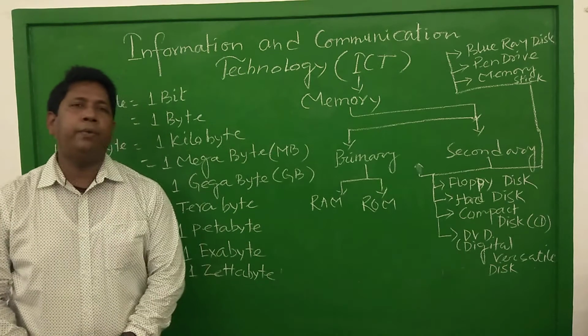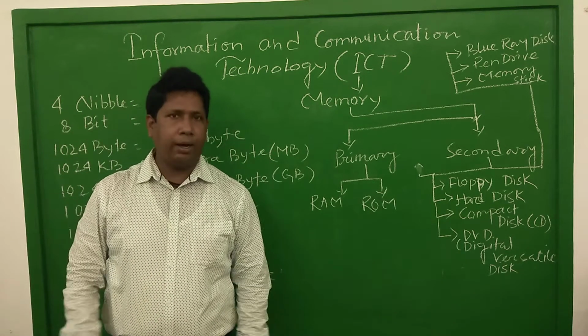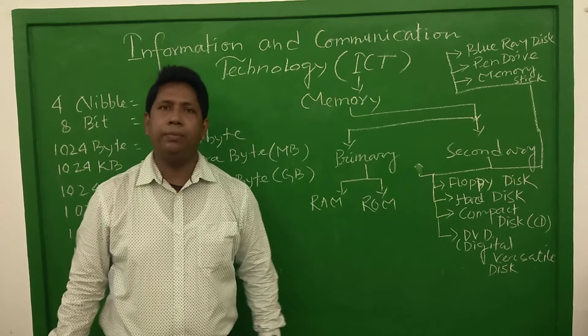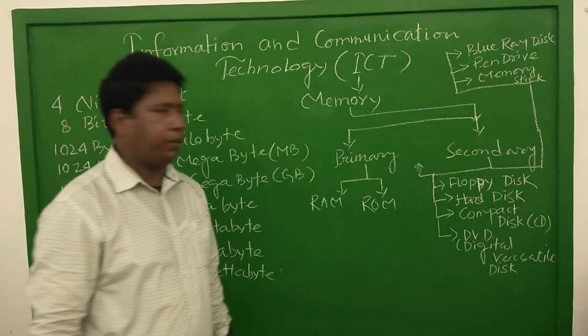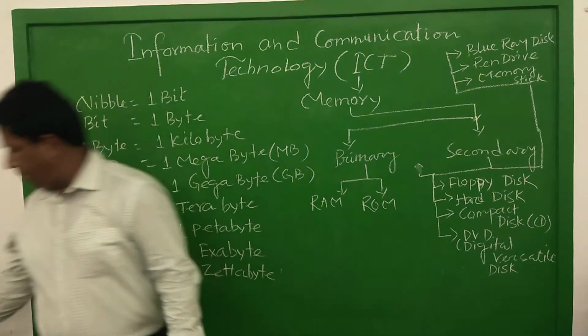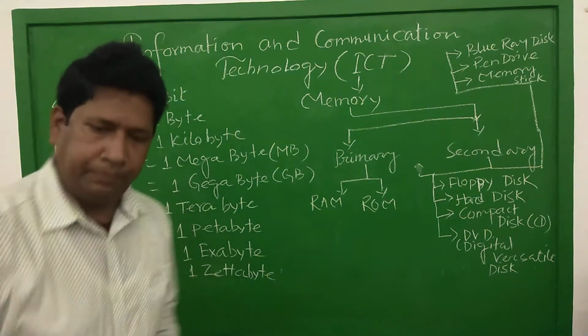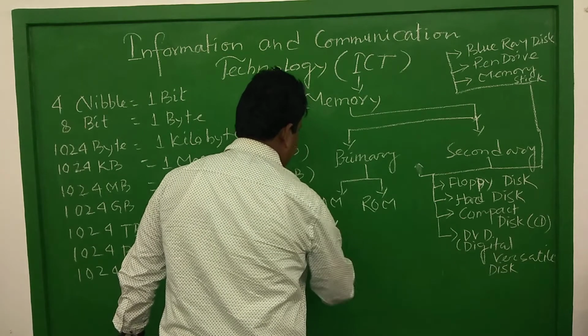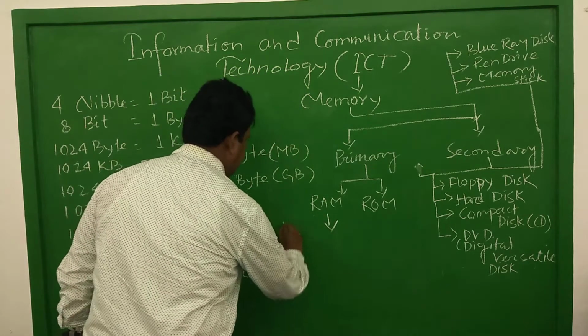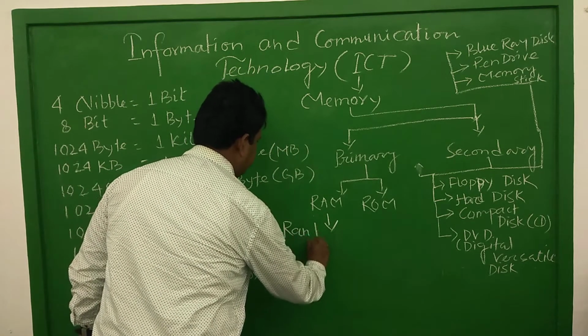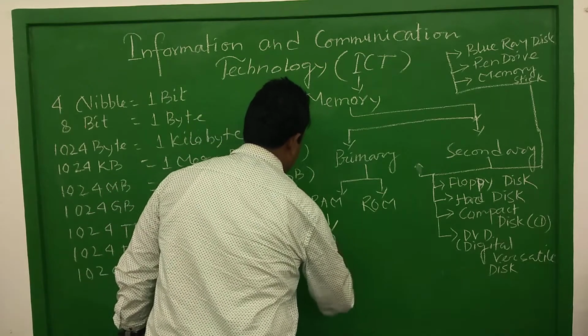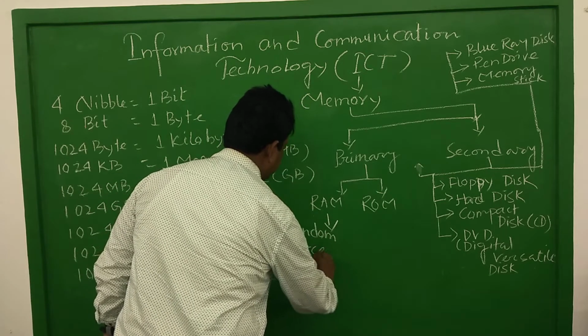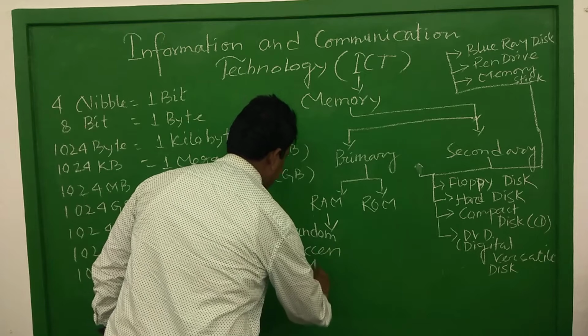What is primary memory? Primary memory is a part of the computer which resides in the computer system or CPU. In primary memory we can find two types of memory. RAM, full form is random access memory.